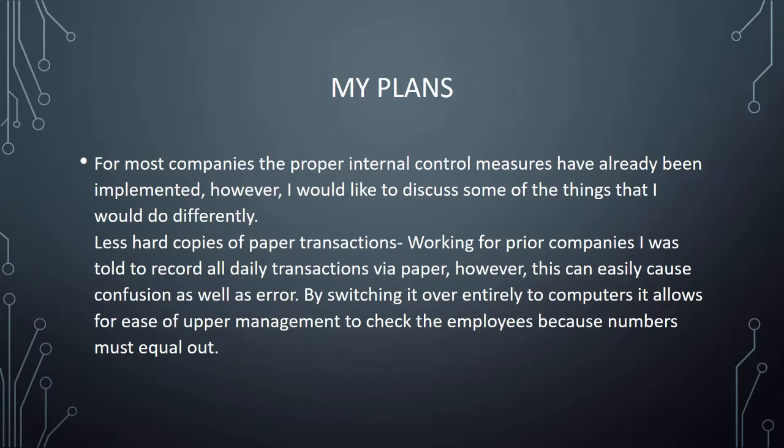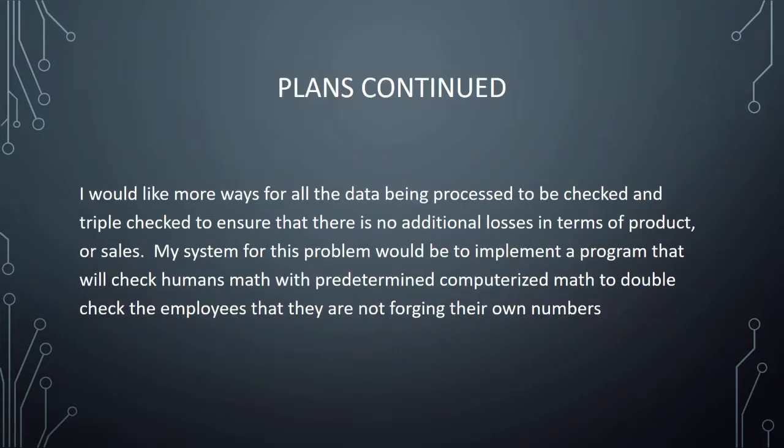By switching entirely to computers, though, upper management would easily be able to check and make sure the numbers add up to what they were supposed to be, because from the transactions being rung up at the front of the store, they should be able to go into a file, go into a computer, and then it be totaled up by itself. And then a human should come along and double check that it gets the same amount as what the computer is generating.